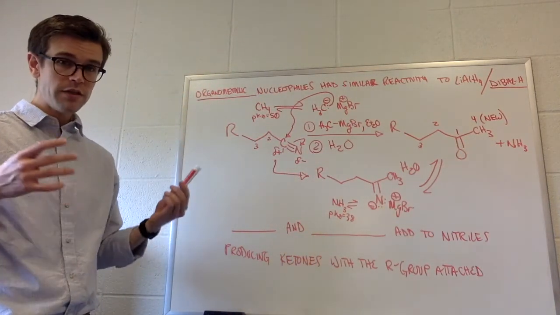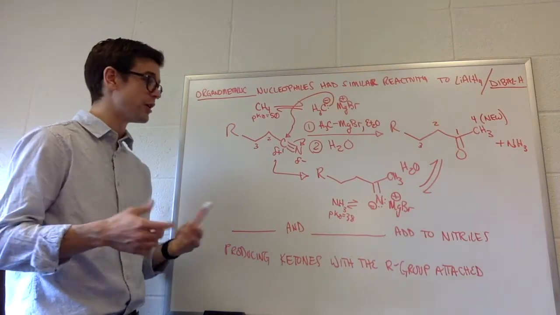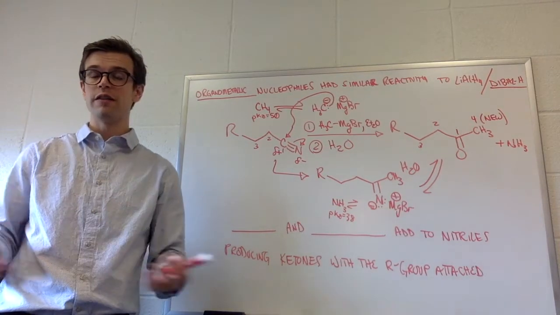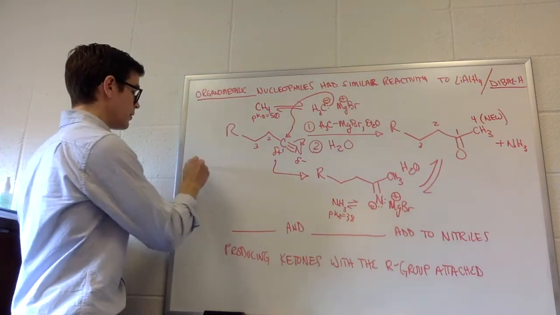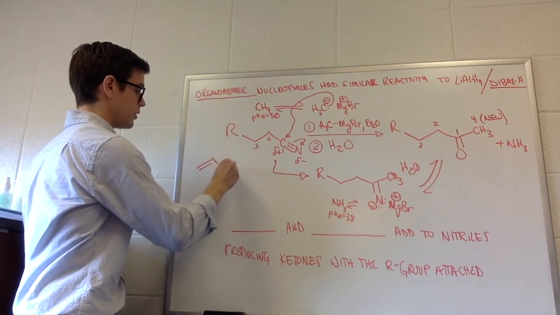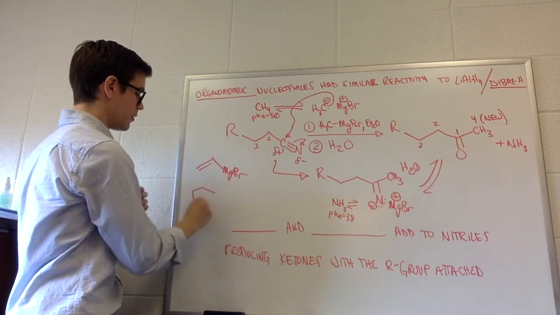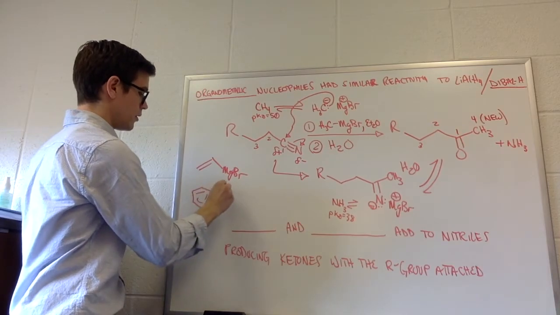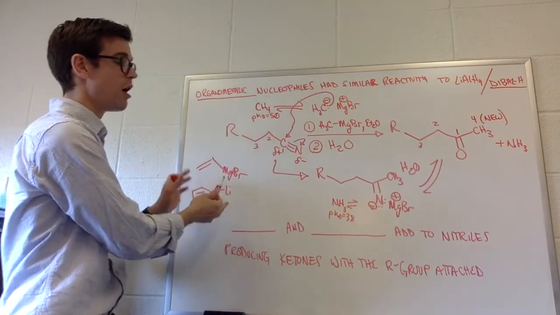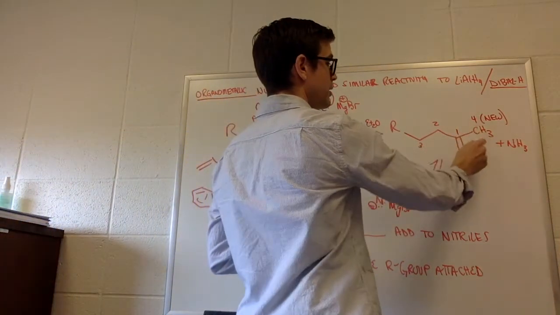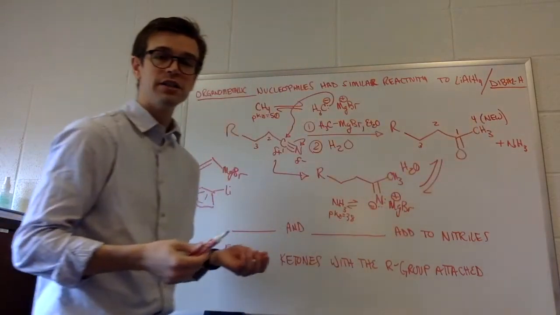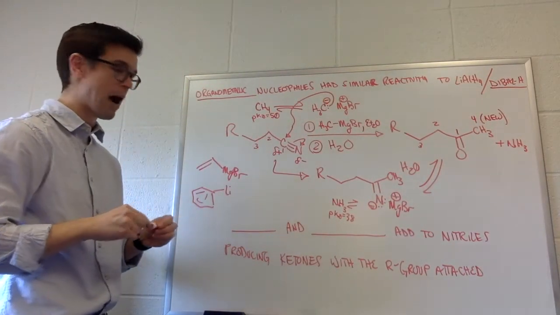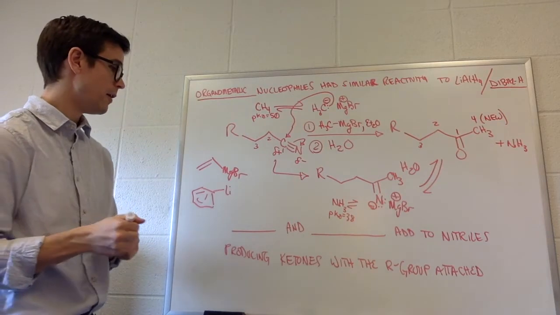So we know how to make Grignards, and we know Grignards can be pretty diverse. We could have this type of Grignard, or organolithiate, or this type of Grignard. All of these different R groups can be added to this position by addition to nitriles. So it's a pretty powerful transformation.